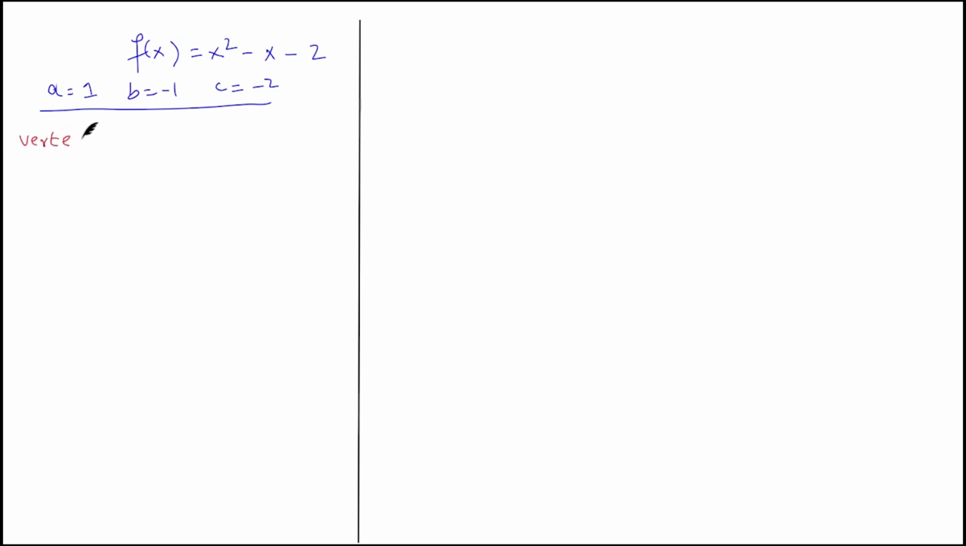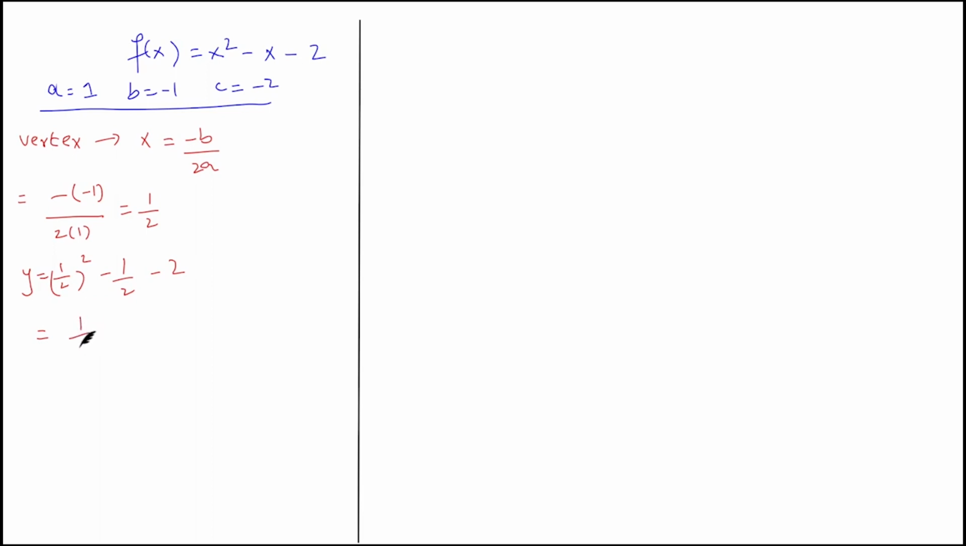How do we calculate the vertex? We have the standard form. We know we can apply this equation, x equals minus b over 2a. This is the line of symmetry or the x coordinate of the vertex. Let's find this out. So we have minus into minus 1 over 2 into 1. So the x coordinate of the vertex is 1 by 2. Let's put this value back into the equation to find the y coordinate of the vertex. So y will be (1/2) squared minus 1/2 minus 2. So let's just solve this.